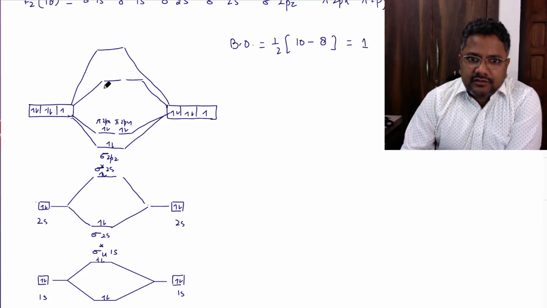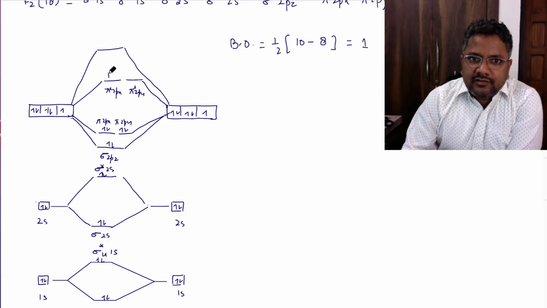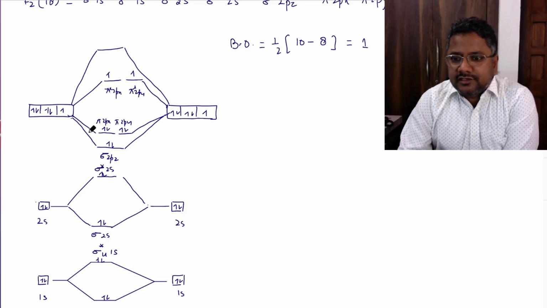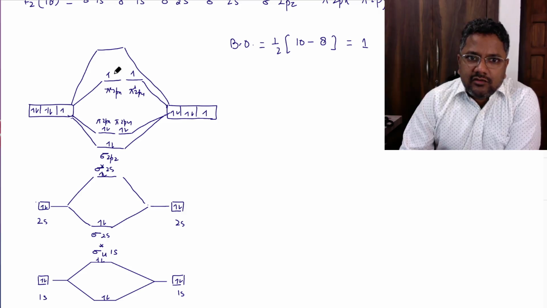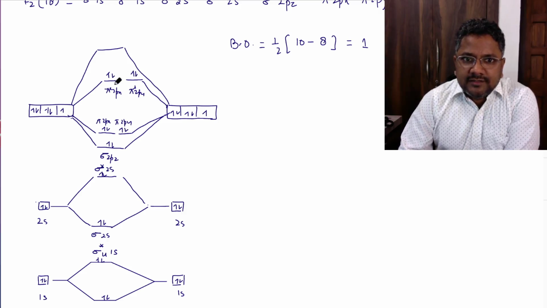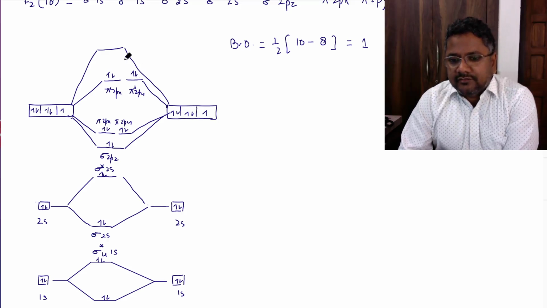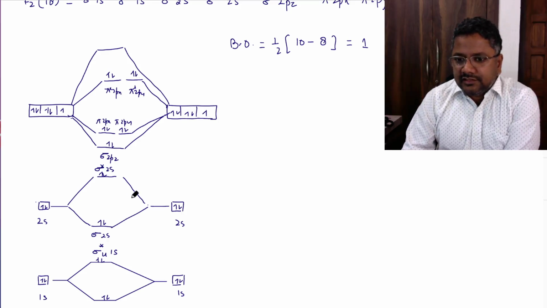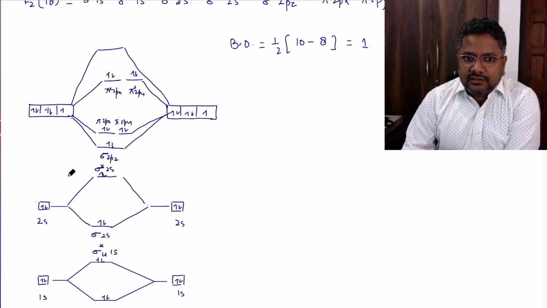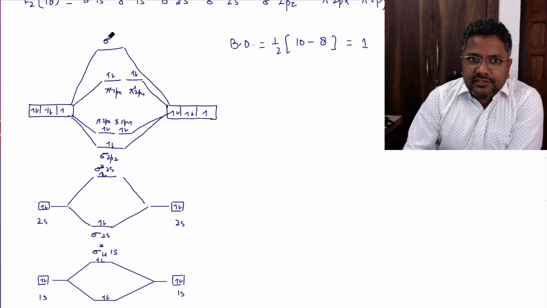Now come to here, this is pi star 2px, this is pi star 2py, 1 electron first with parallel spin as per Hund's rule. How many electrons? 5 here, 5, 10. So 2, 4, 6, 8, 10. So all are paired, right? And this molecular orbital is empty.